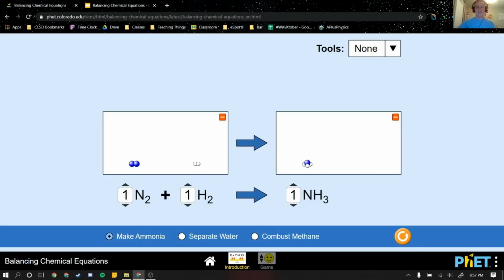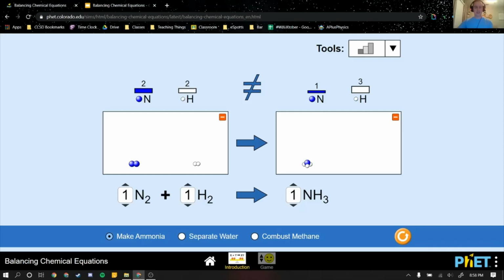So for starters, we're always going to start out with at least one of each of these. If I just add one of each of these, I see I have 2 nitrogens and 2 hydrogens on the left, and then on the right I've got 1 nitrogen and 3 hydrogens. So if I bring a little handy tool here, I see that neither one of my nitrogens or hydrogens are balanced. They're not the same.